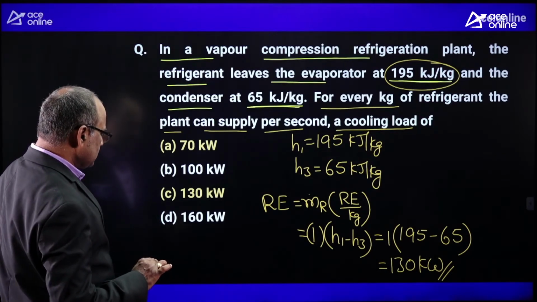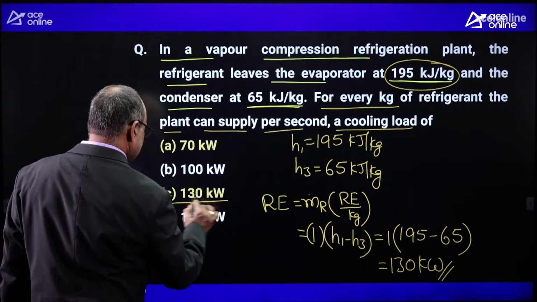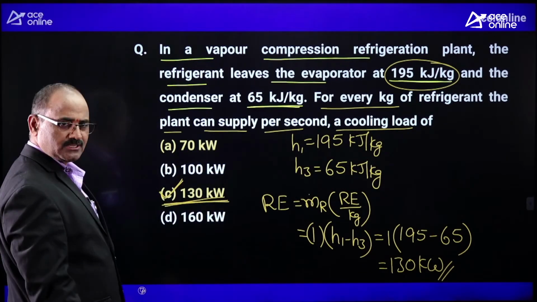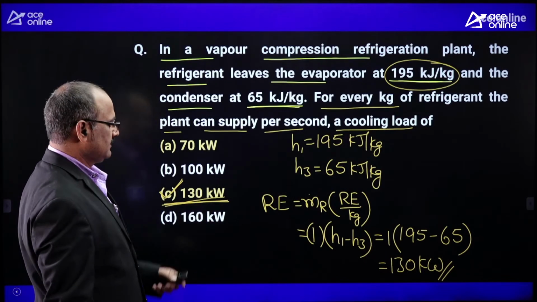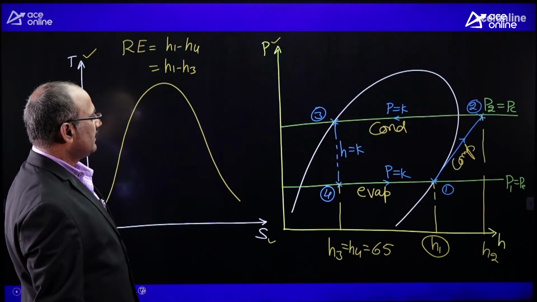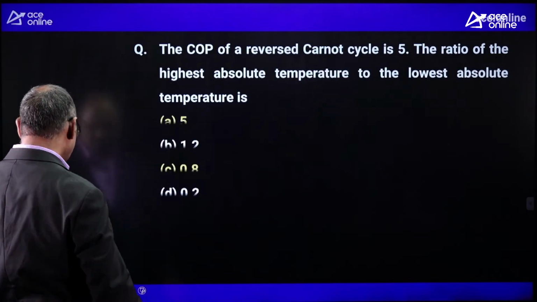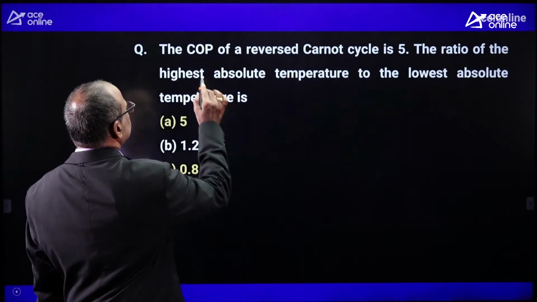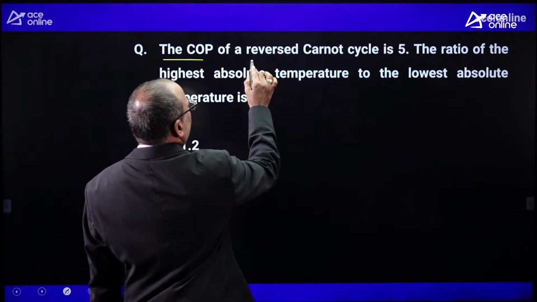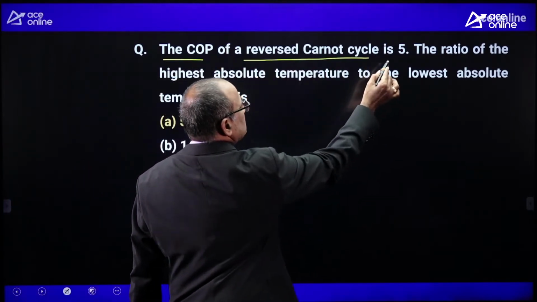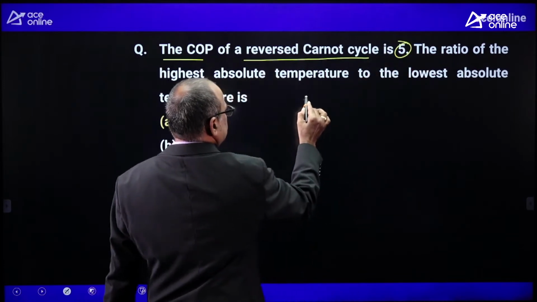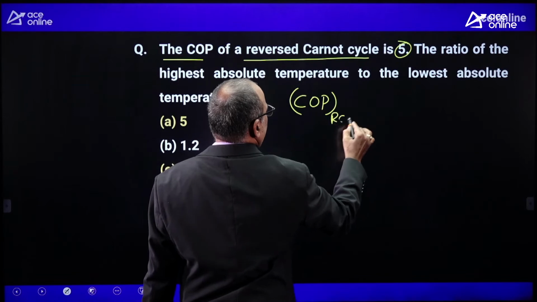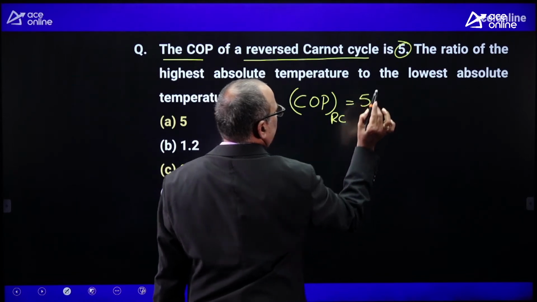Now look at option C. Option C is absolutely correct. Understood, no? Yes. Now look at another important question. Try to read it clearly. The COP of reversed Carnot cycle is 5. COP of reversed Carnot cycle is equal to 5.